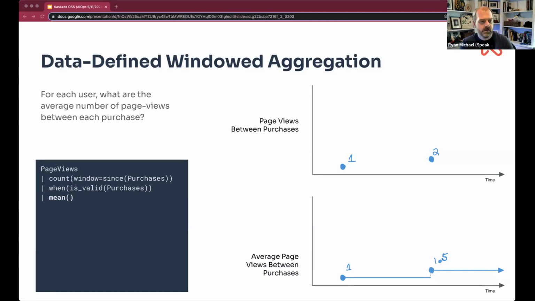And what we're seeing here is that the result of the previous slide, the timeline produced by that aggregation of how many page views have occurred since each purchase at the time of a purchase, it's just a timeline. And so now we can aggregate it again. So we can compute an average of that page view count across different purchases.